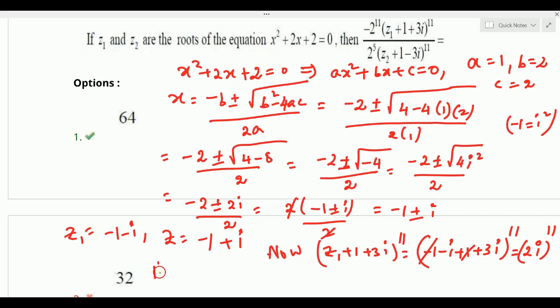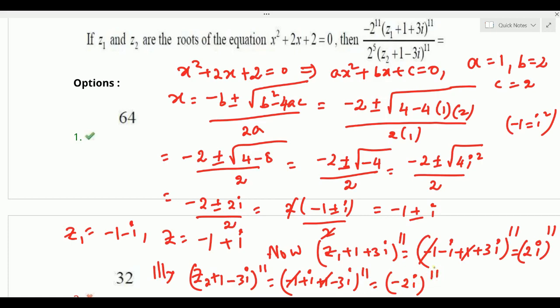And similarly, we have to calculate z2 plus 1 minus 3i whole power 11 also. Let me simplify this. z2 is minus 1 plus i, with plus 1 minus 3i, whole power 11. Here also plus 1 minus 1 gets cancelled. Minus 3i plus i gives minus 2i, so minus 2i whole power 11.